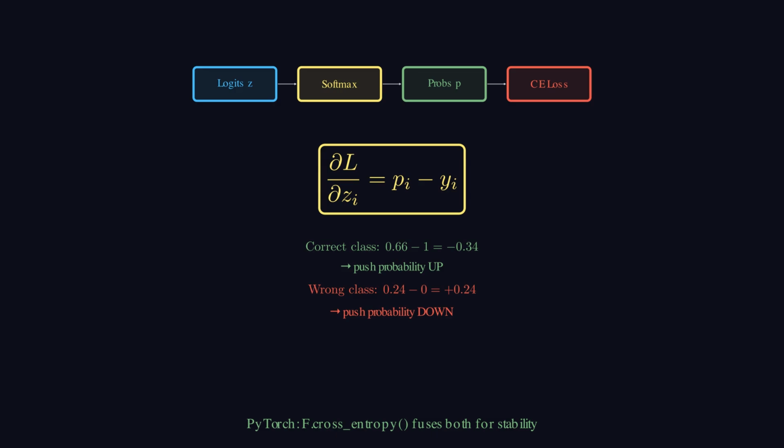This is why softmax and cross-entropy are always used together. Their gradients are clean, stable, and fast to compute. Deep learning frameworks compute them as a single fused operation for numerical stability.